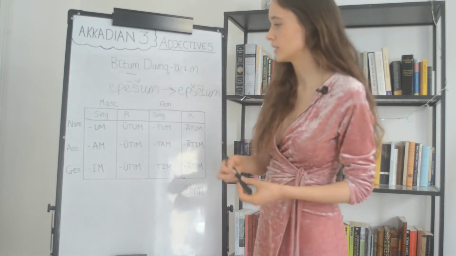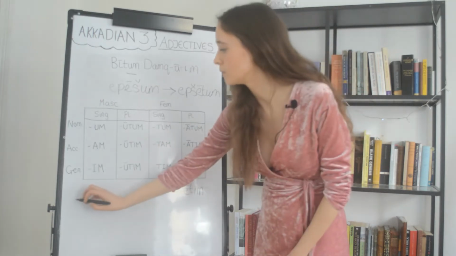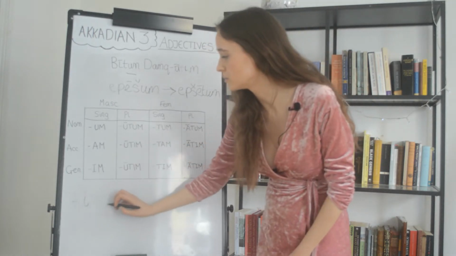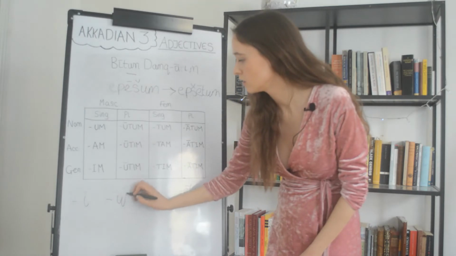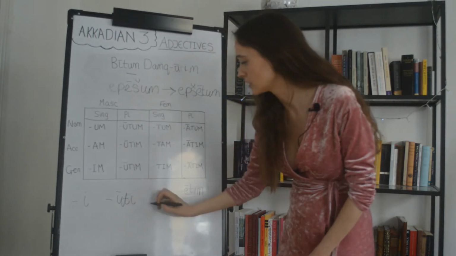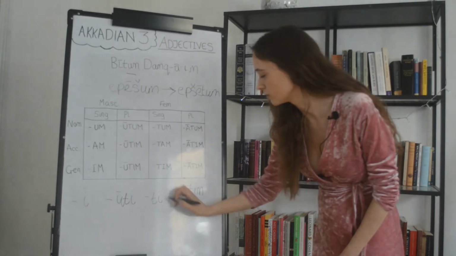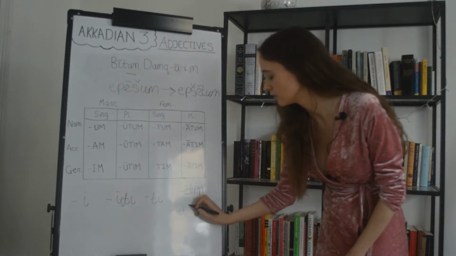So if you were reading a Standard Babylonian tablet, the paradigm would look a little bit more like this, with our i vowel for the masculine, ūti for the masculine plural, t for the feminine, and āti for the feminine plural.